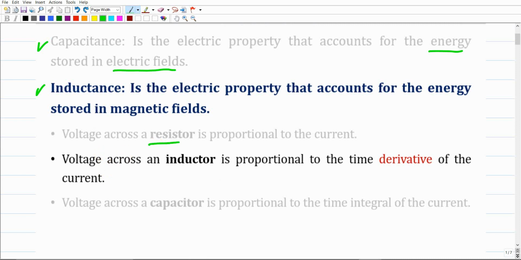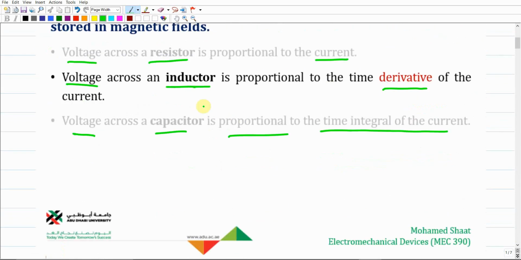Also, we said that for the resistor, the voltage through the resistor is proportionally related to the current. And for the capacitor, the voltage is proportionally related to the time integral of the current. But for the inductor, and this is what I'm going to show you right now, the voltage across the inductor is proportionally related to the time derivative of the current. So as you can see, we can give a summary right now: the voltage is proportional to the current in the case of a resistor, and for the capacitor, the voltage is proportional to the integration of the current over time.